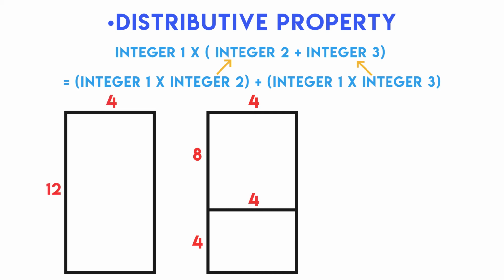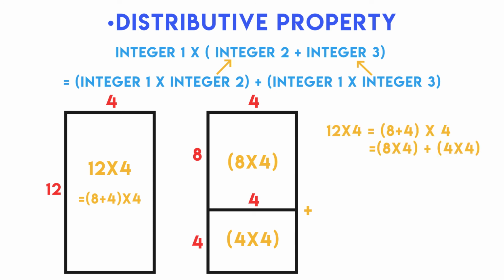Area of big rectangle is 12 multiplied by 4, or 8 plus 4 multiplied by 4. And area of smaller parts are 8 multiplied by 4 plus 4 multiplied by 4. Since area is same, this proves the distributive property of multiplication.